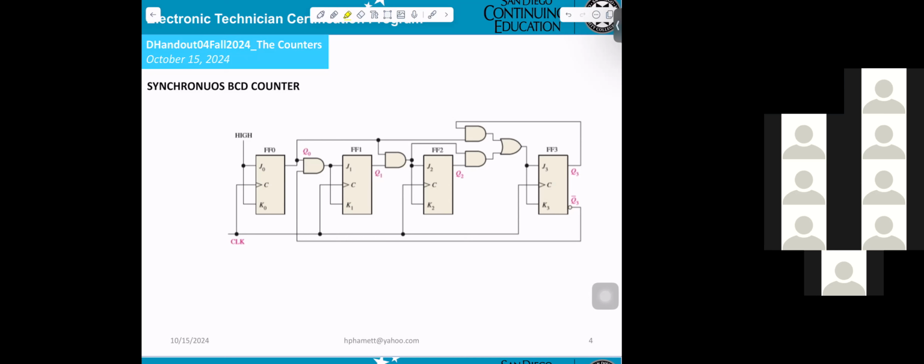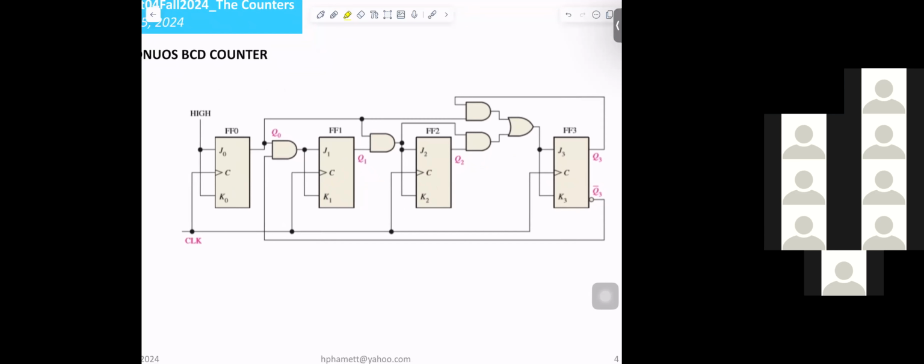Now, if you're looking at this circuit, can you tell me if this is synchronous or ripple? That looks like a synchronous. Perfect, you understand now. You see the clock here, right? It goes to the first one, the second one, the next one, and the last one.